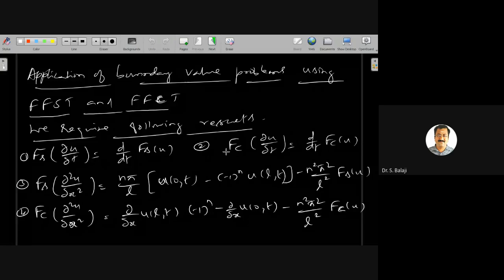And the second one, Fc of dou u by dou t, that is equal to d by dt of Fc of u. It is also the same idea.